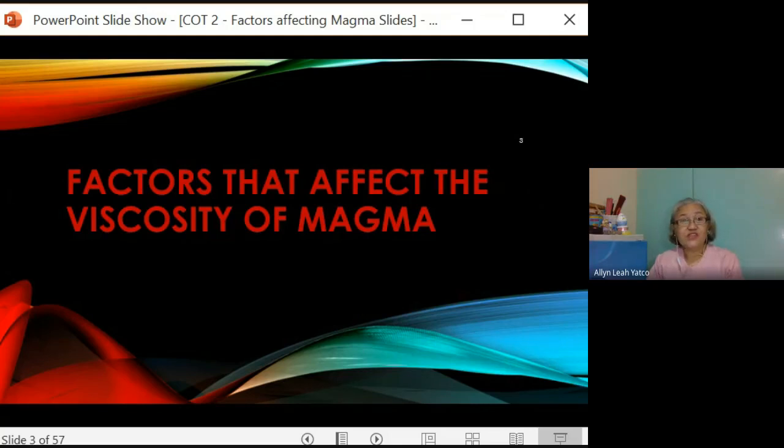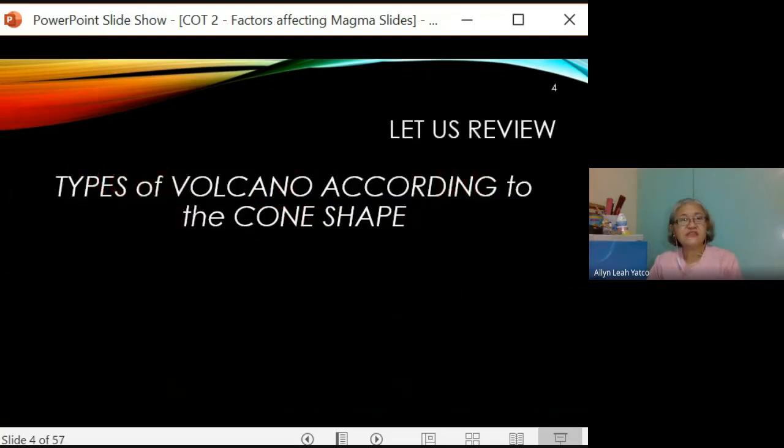Rocks melted under high temperature and high pressure underneath the Earth's surface. Our topic for this session is factors that affect the viscosity of magma. But before we go into that, let us review some concepts we have learned from our previous lesson, which is types of volcano according to cone shape.